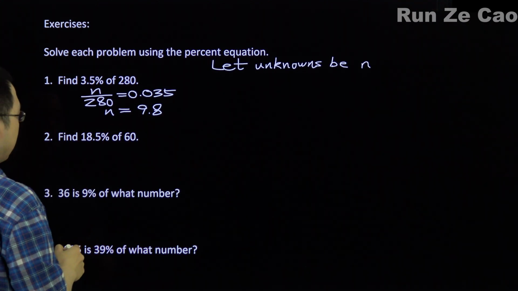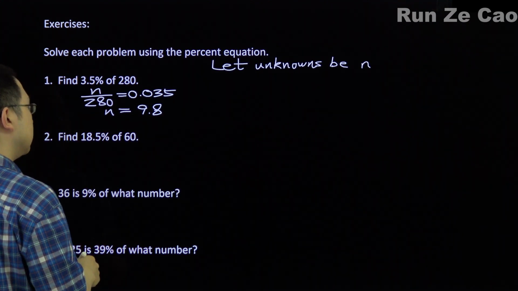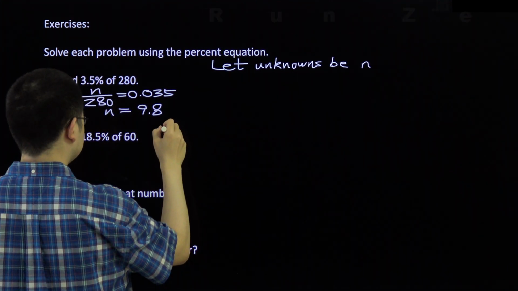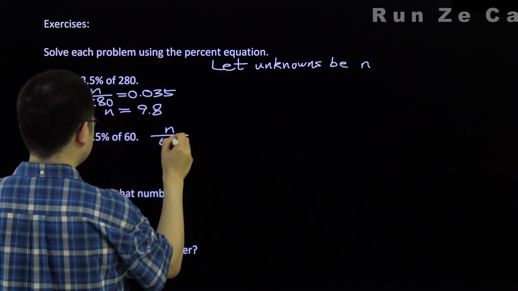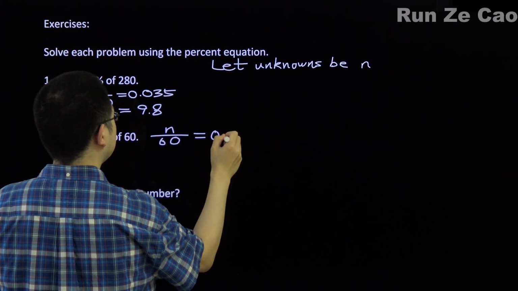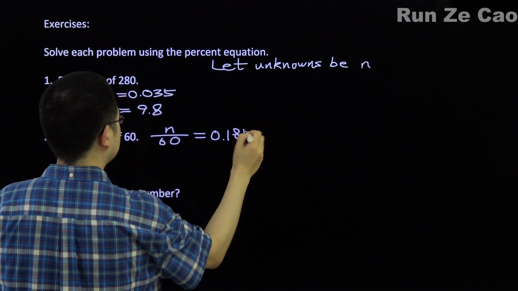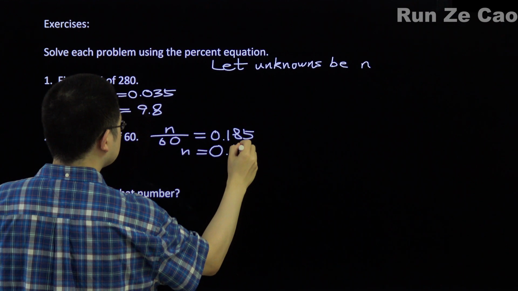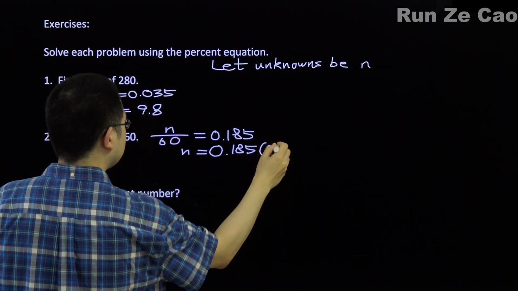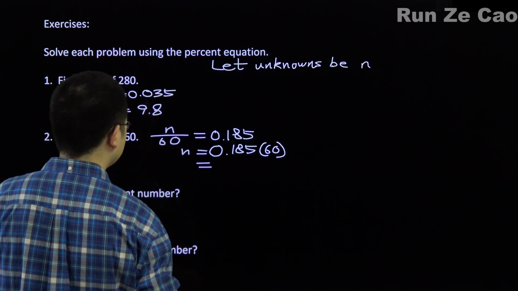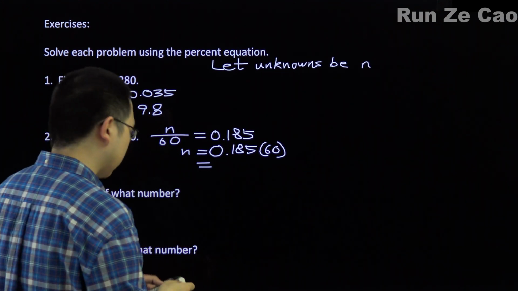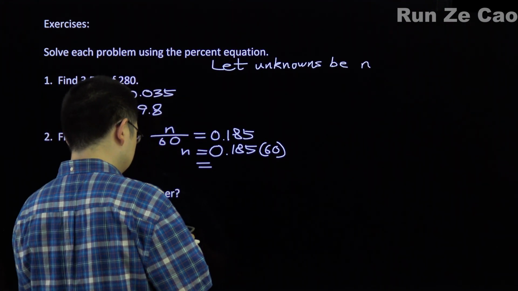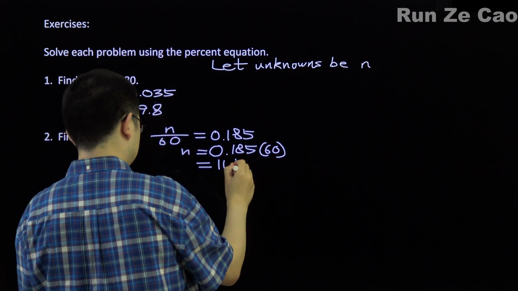Find 18.5% of 60. That's going to give us n over 60 is equal to 0.185. You may have to show the rearranging step initially, but eventually you'll get to the point where your teachers are like, whatever, as long as the result is okay. 0.185 times 60 is 11.1.